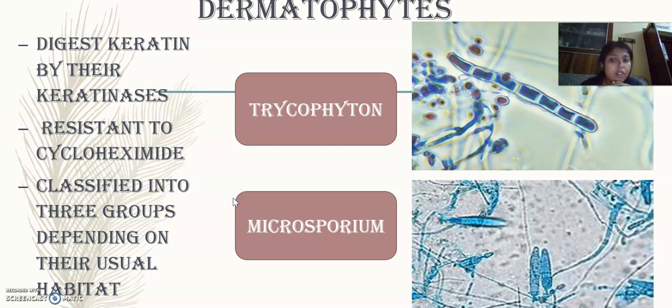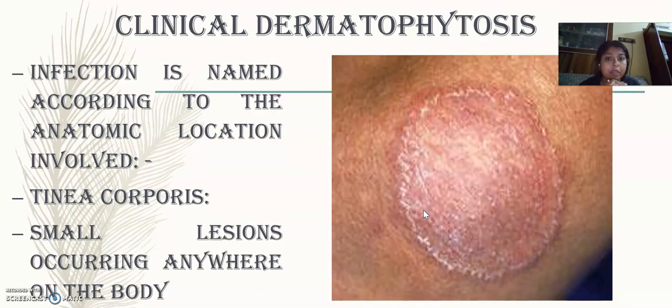They are classified into three groups depending upon their unusual habitat. They live in different unusual habitats, and accordingly they are classified. So these are the two examples, your Trichophyton and your Microsporum.